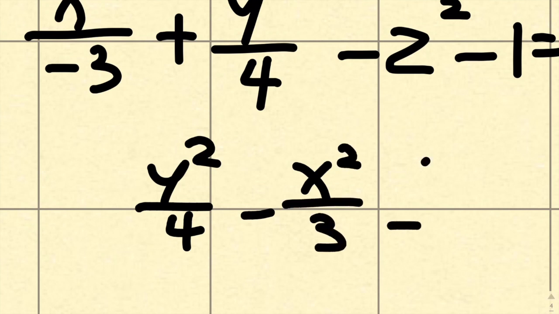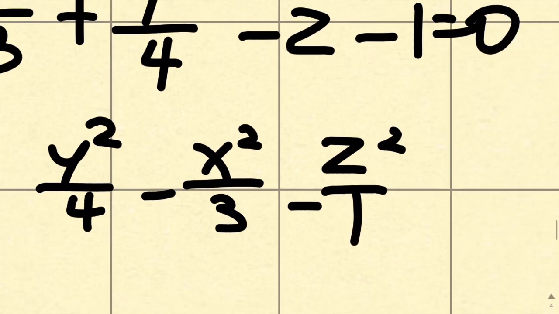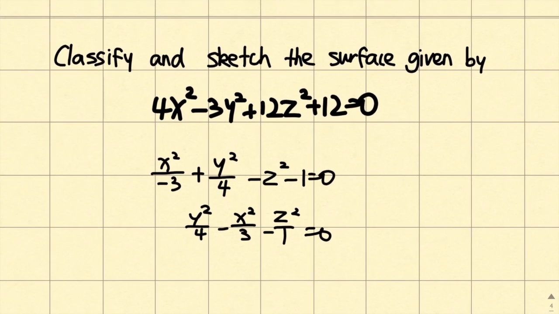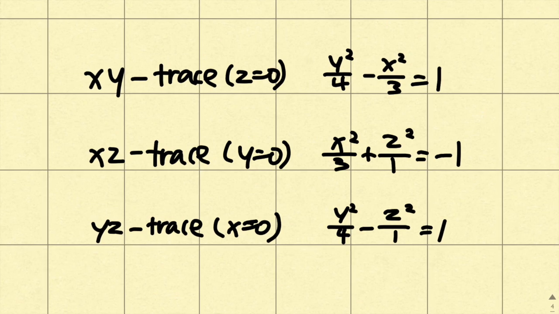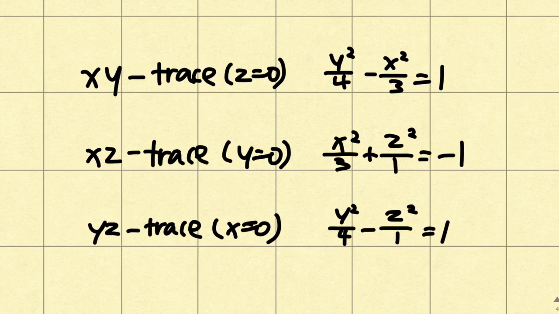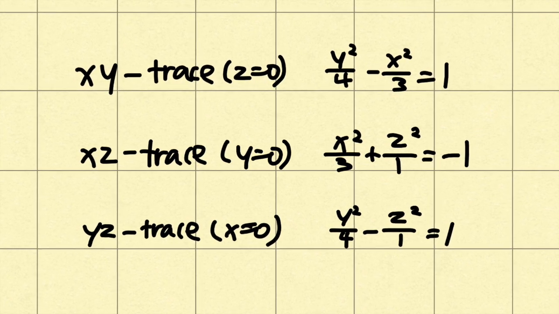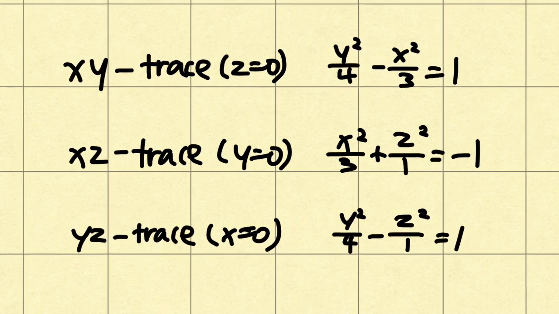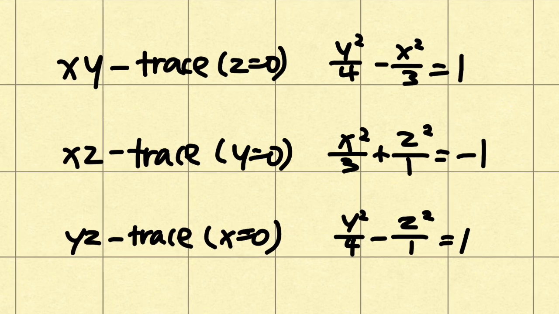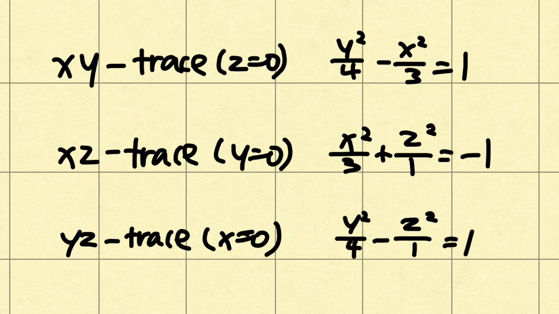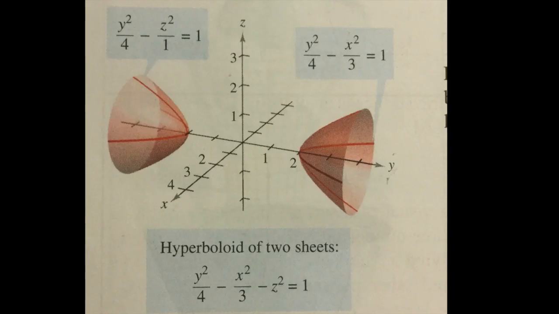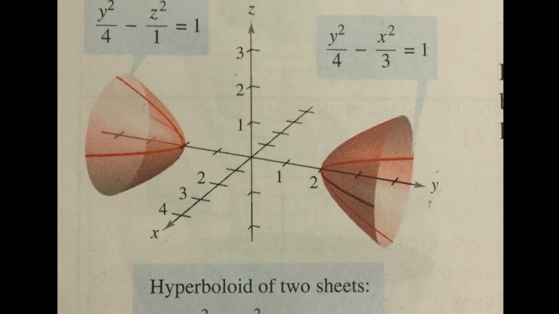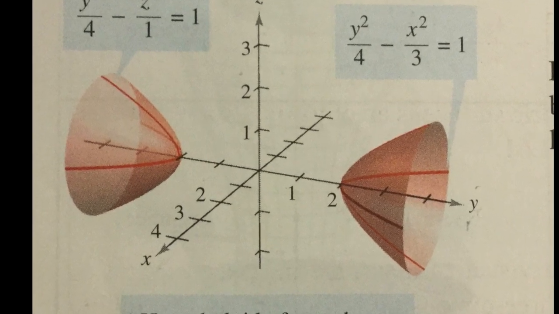After writing the standard form, we can conclude that the surface is a hyperboloid of two sheets with the y-axis as its axis. The next step is to let z equal 0 to find the xy trace, let y equal 0 to find the xz trace, and let x equal 0 to find the yz trace. So we found that there's no trace in the xz plane, and the y-axis is its main axis, so we can draw a graph like this.